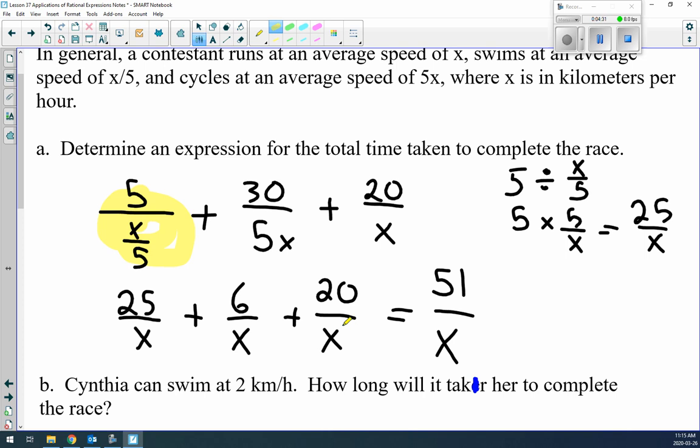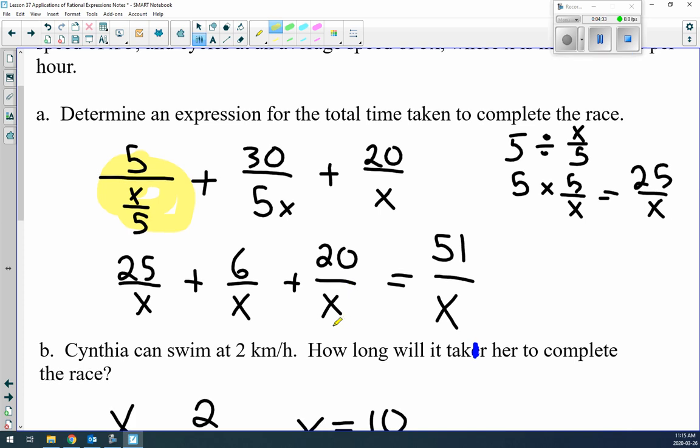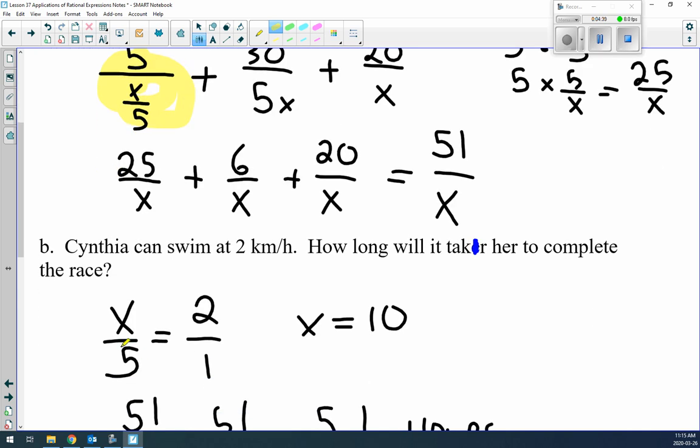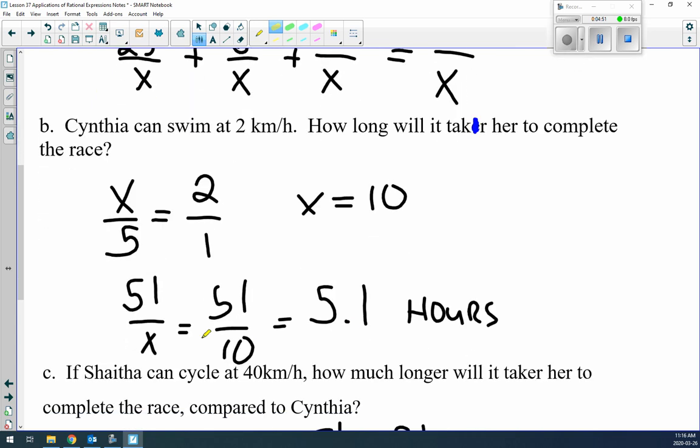So what that tells us then is, okay, if Cynthia can swim 2 kilometers per hour, how long will it take her to complete the race? Remember the swimming speed was x over 5, and she swims at 2 kilometers per hour. So x over 5 equals 2 over 1. All we do is cross multiply. You know how to do that. x times 1 is x, 5 times 2 is 10. So x is 10, and there's our formula: 51 divided by 10, 5.1 hours.